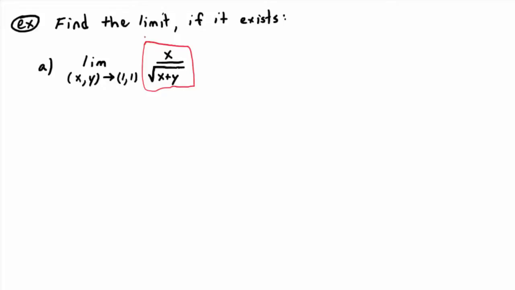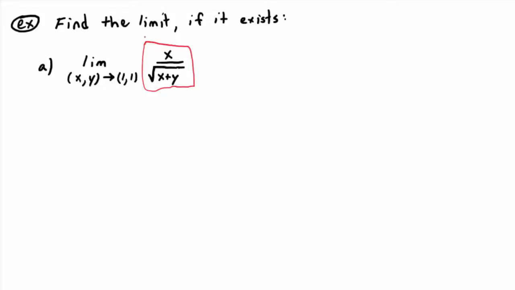How is that function formed? It's a ratio of x, which is a polynomial, a monomial, right? x is continuous. And the square root of x plus y is a composition of the square root function and the polynomial x plus y. And both of those are continuous. The square root function is continuous on its domain, so as long as you don't plug in x and y values that give you negatives underneath the square root, that square root function is continuous. You take a ratio of two continuous functions, it's continuous.